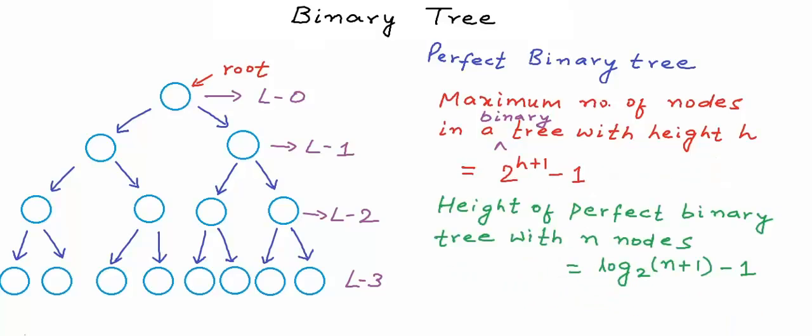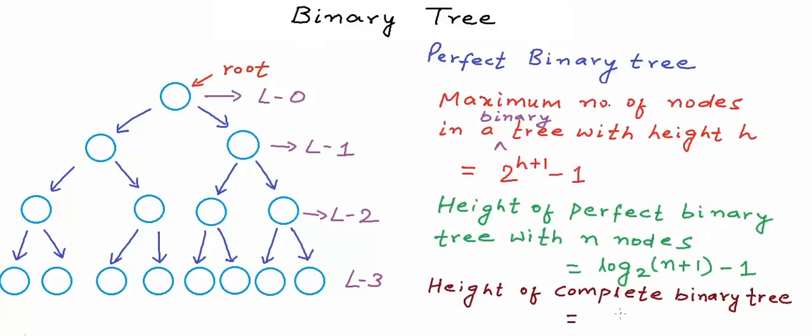In general, for a complete binary tree, we can also calculate height as floor of log n to the base 2. So we need to take integral part of log n to the base 2.